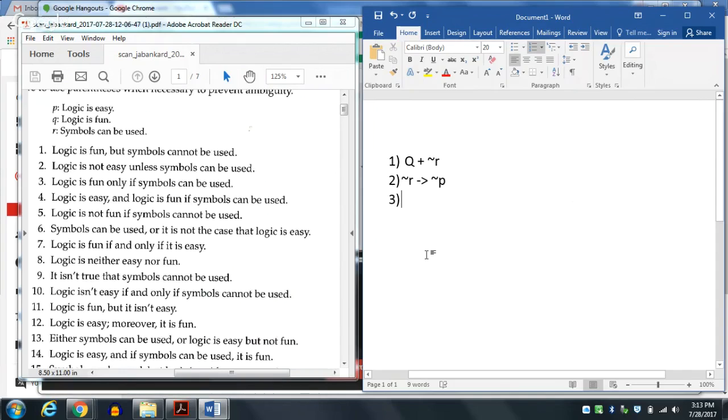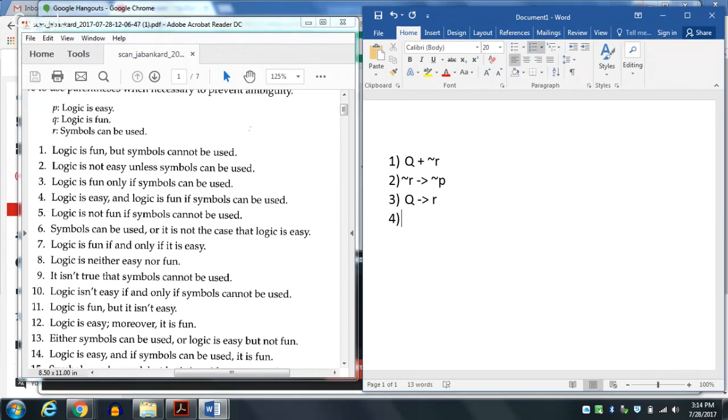Number three, logic is fun only if symbols can be used. The only if means that we just drop this sentence right down. We say logic is fun, Q, if, right? If logic is fun, then symbols can be used. Logic is fun only if symbols can be used, which means if logic is fun, then symbols can be used. Logic being fun is sufficient to know that symbols are being used here.